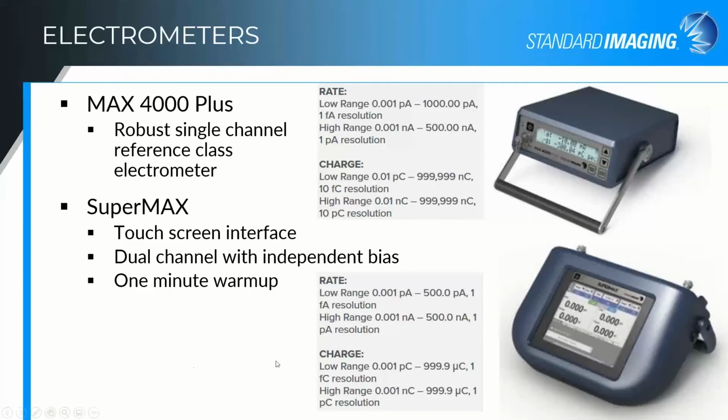The Supermax is our high-end electrometer, so it's a dual-channel electrometer with a touchscreen interface. Each of the channels can be managed independently for their bias. It has a very short warm-up time. So that is also very useful if you're doing 1D tank scans and you want to use a reference detector. You can use our electrometer to run the two ion chambers and work with our 1D software, DoseView software, as you're doing those scans, or if you're taking ratios in order to look at energies or output in different places.